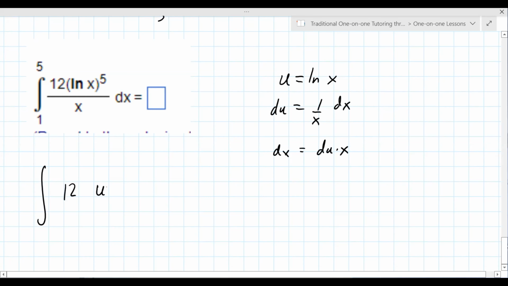So it's 12 u to the 5th, because u is natural log of x, over x. dx is du times x, and then the x's cancel. We did that last week.